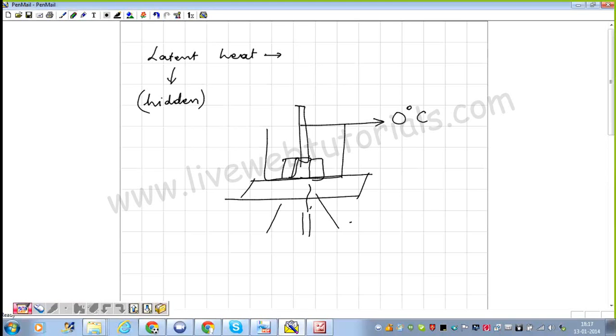When you supply heat from here, initially you will be able to see that the ice is melting into water, but you will not be able to note any change in temperature. Although you are supplying heat energy, that heat that is being supplied is not shown in the form of change in temperature until all the ice has melted. There will be no change in temperature. The temperature is going to remain 0 degrees Celsius only.